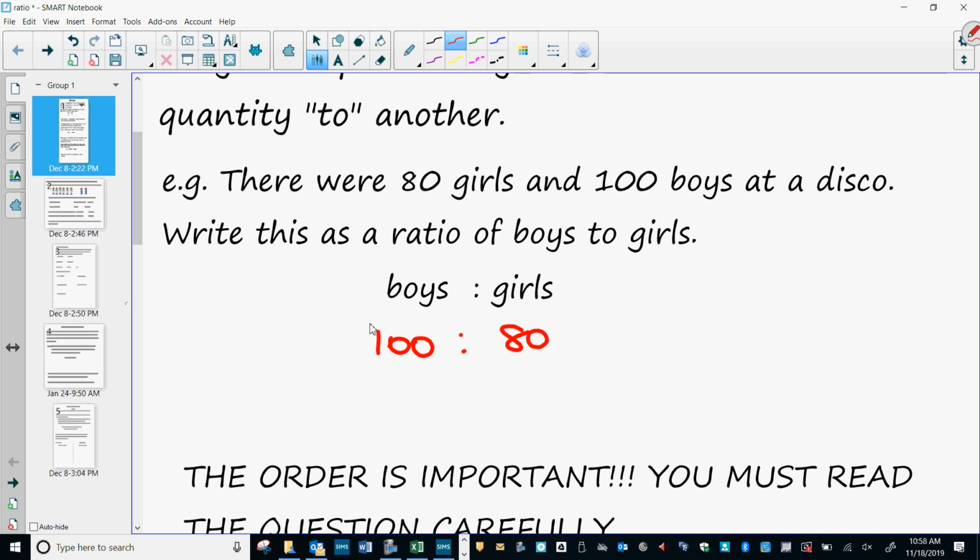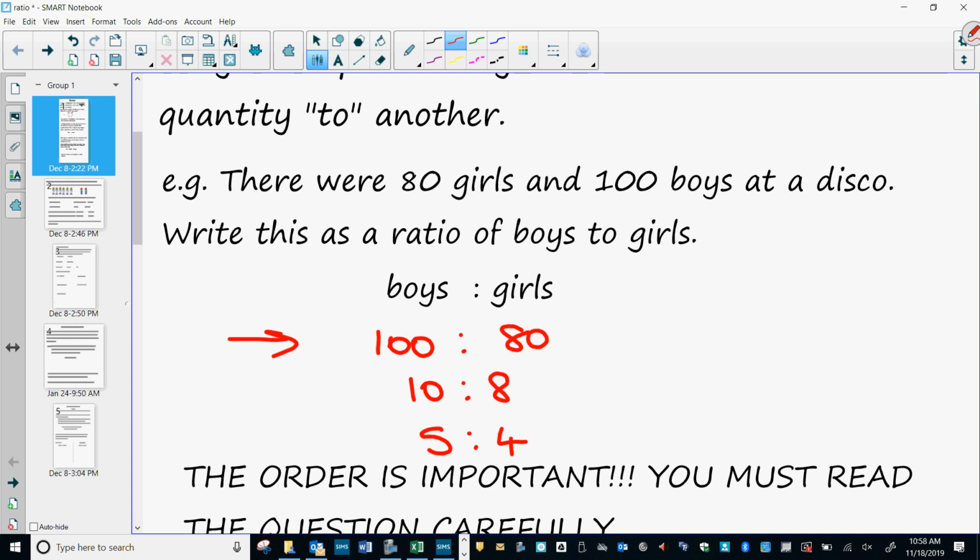Now, should we leave it as 100 to 80? No. What should we do, Julia? What's your aim? Yes, your aim is to simplify. So you divide by 10. So let's divide by 10 first of all. Then we've got 10 to 8. Is that as simple as it can go? No. Divide by 2. So we're going to go 5 to 4. Remember, whatever you do to one side, you do to the other.